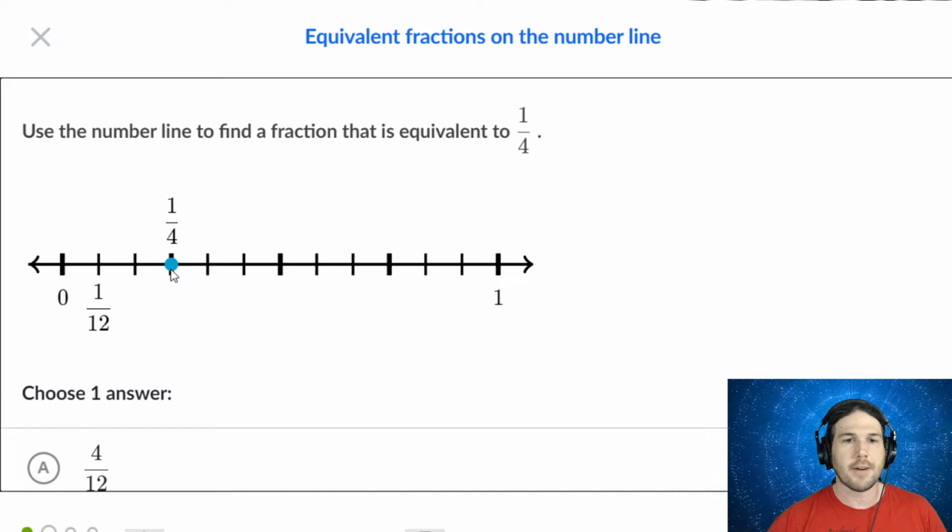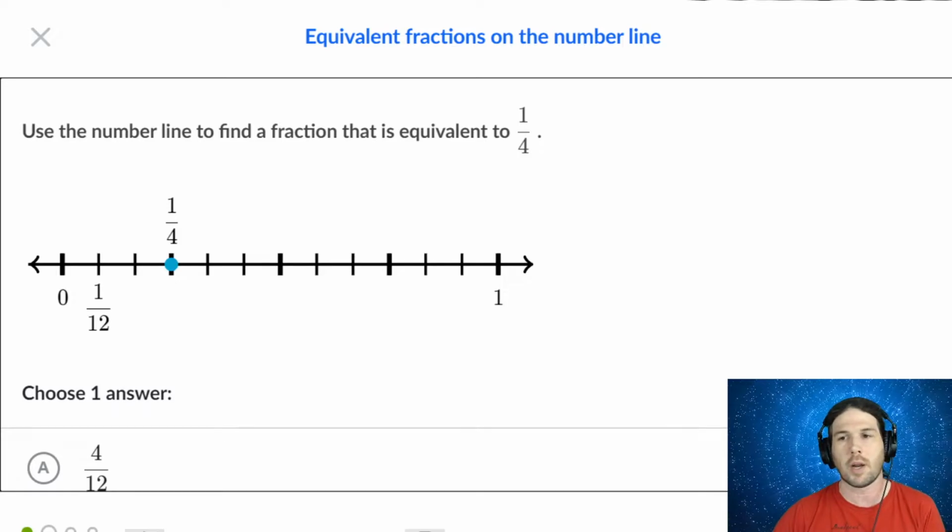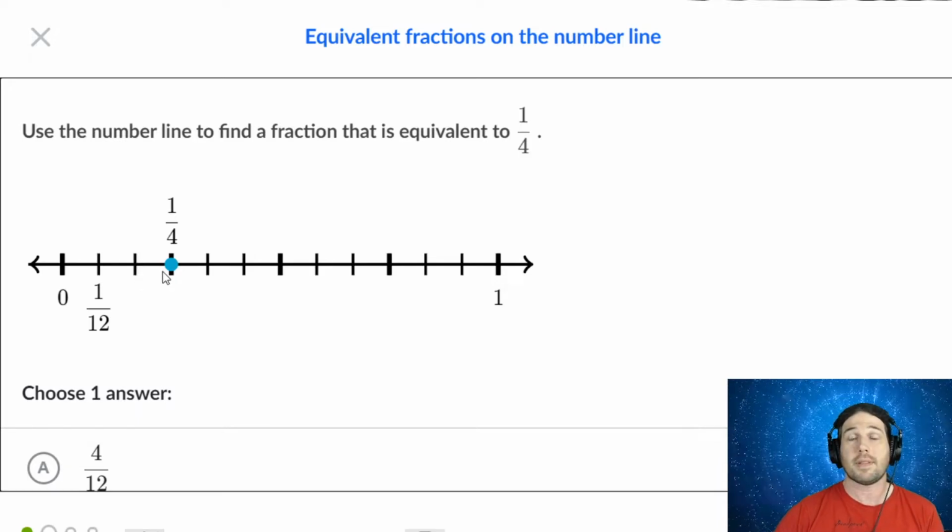Use the number line to find a fraction that is equivalent to 1/4. So we have 1/4 here, but the problem is telling us that this is cut into 12ths. And we could count that all the way up to verify if we wanted to, but I'm not gonna. So we actually have 1/12, 2/12, 3/12. That was a bit hard to say, but 3/12 is the equivalent to 1/4.